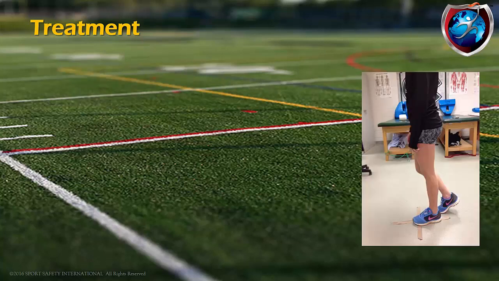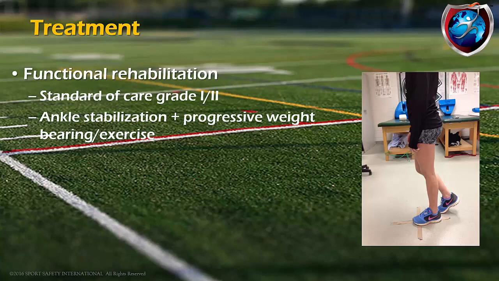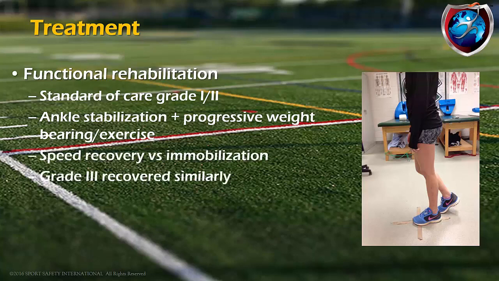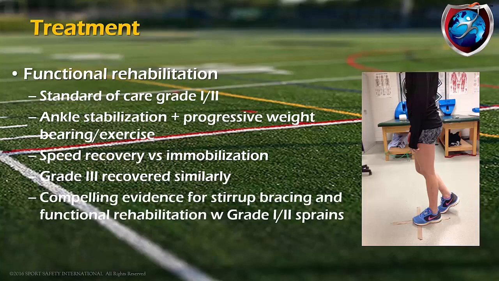Standard of care for grade 1 and grade 2 lateral ankle sprains is functional rehabilitation, which consists of ankle stabilization via the use of an elastic bandage, bracing, taping, or external support with progressive weight bearing and exercise. Studies have shown that patients who underwent functional exercise had less pain and returned to functional activities sooner than those who underwent immobilization.